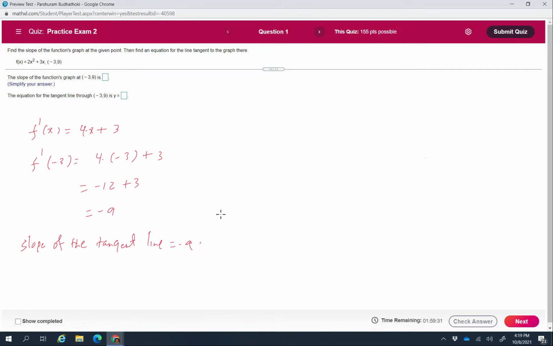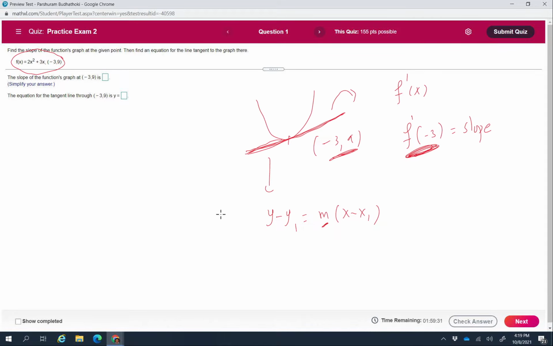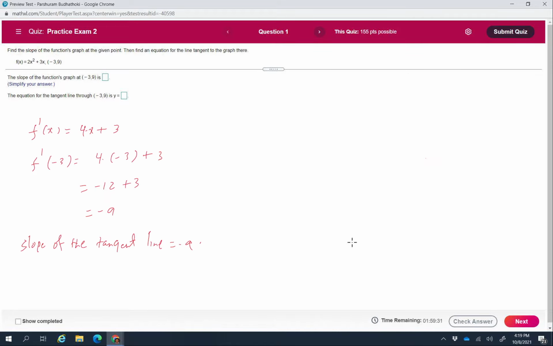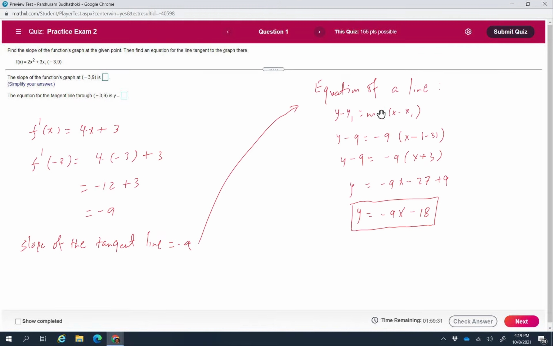Okay. And now to find the equation of the tangent line, this is the equation we're going to use. So the equation of the line is y minus y1 equals m times x minus x1. And for x1 and y1, we already have this given point -3, 9. And the slope we found is -9. So we're going to plug those values back here. y1 is 9, x1 is -3, slope m is -9.